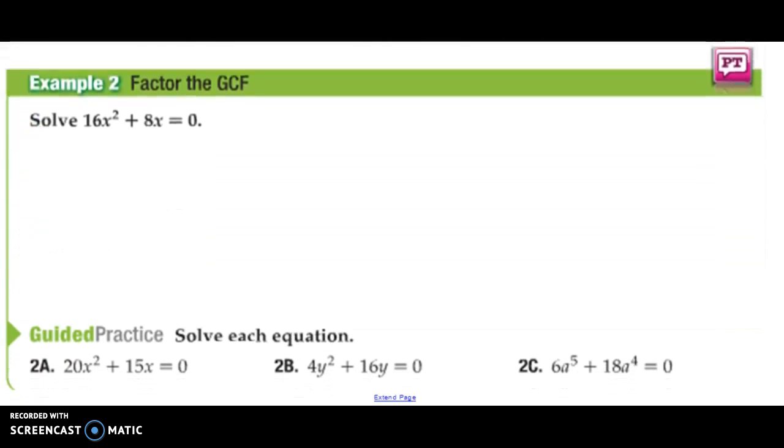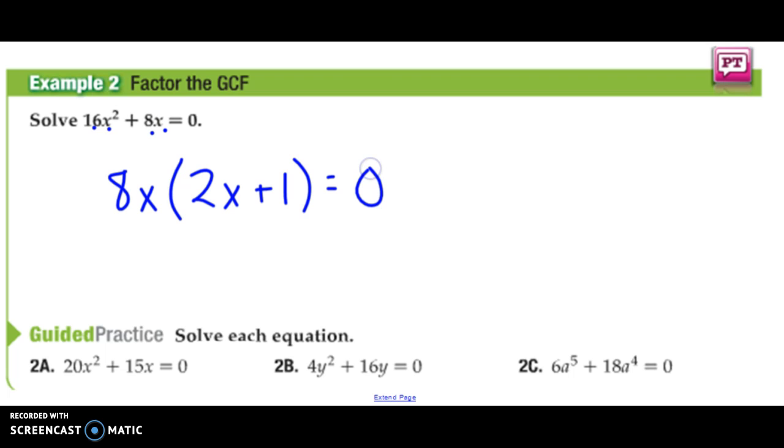So let's take this one right here. 16x squared plus 8x is equal to 0. So what I'm going to do is say, okay, what can I take out of both 16x squared and 8x? Well, 16 and 8 both have a factor of 8. And x squared and x both have a factor of x. So I'm going to take an 8x out of both. And I factor that out, and I get 8x times 2x plus 1 is equal to 0. So the zero product property says that either 8x is equal to 0, and I'll write that right here, or 2x plus 1 is equal to 0.